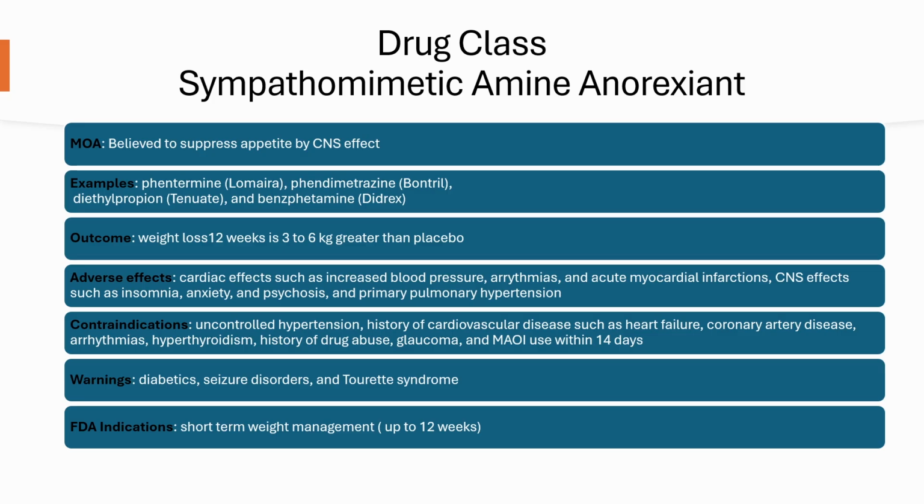Examples of sympathomimetic amines include phentermine, phendimetrazine, diethylpropion, and benzphetamine. The weight loss for these medications over a period of 12 weeks is 3 to 6 kilograms greater than placebo. Side effects for these medications can include cardiac effects such as increased blood pressure, arrhythmias, and acute myocardial infarctions. Central nervous system side effects include insomnia, anxiety, and psychosis. They also list primary pulmonary hypertension as a side effect, but I'll review that later.